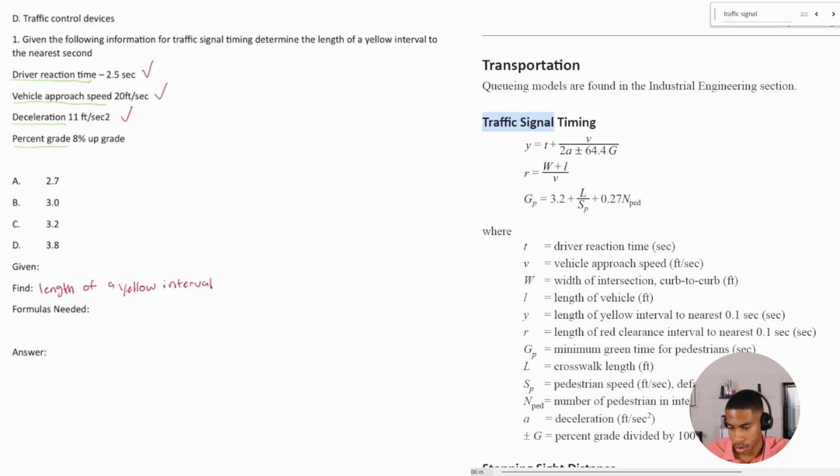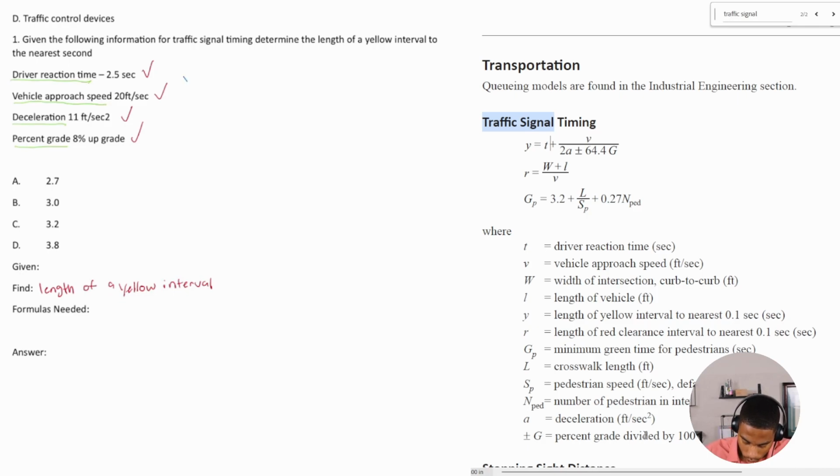So plus would be upgrade, minus would be downgrade. In our case, it's going to be a plus because it is upgrade, or positive grade. All right, so we have all the variables that we need. Now it's just time to solve and plug and chug. So you have the formula there. So I'm just going to start plugging. Hopefully you can follow with me.